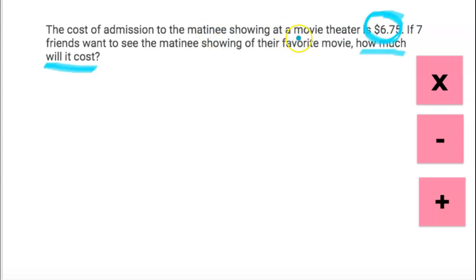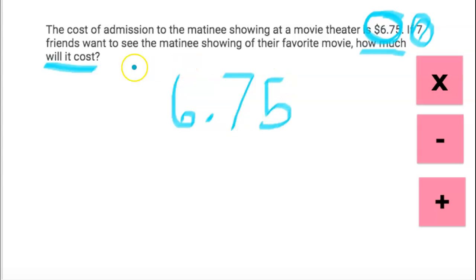So what else do I need to know? Oh, I need to know that 7 friends want to see the show. So that means I'm going to have $6.75 for each friend. So I don't have different amounts for each friend. I have the same amount for each friend. So what that means is I'm going to take $6.75 and I'm going to multiply it by 7.